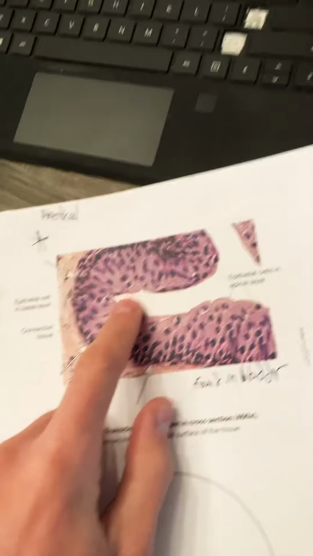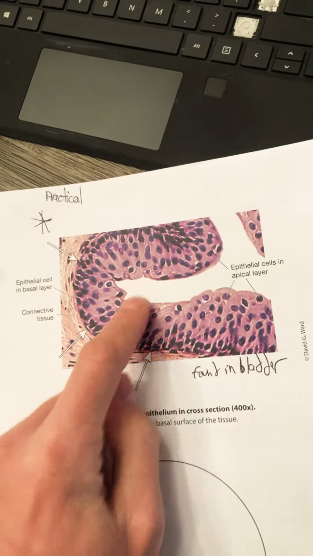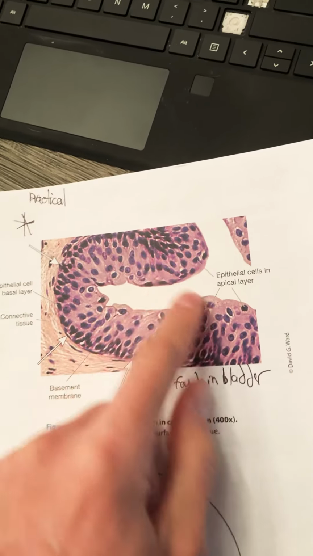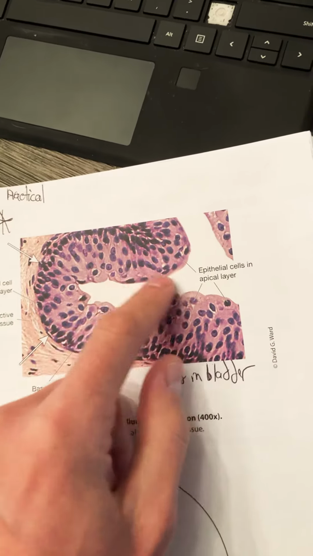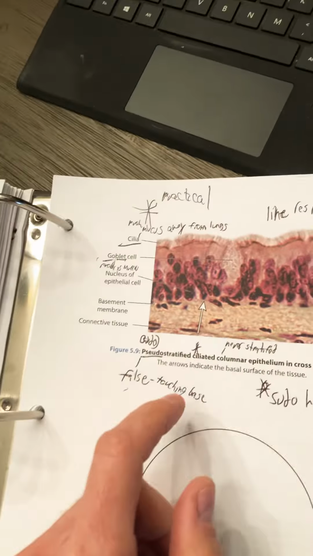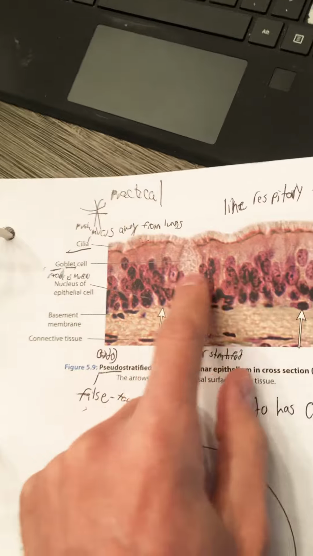Here is the transitional epithelial. So this looks like an accordion. So this would be found in the bladder. The cells are very rounded up top of the cell. Again, open area.